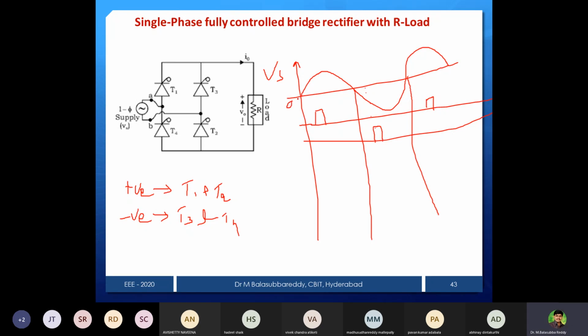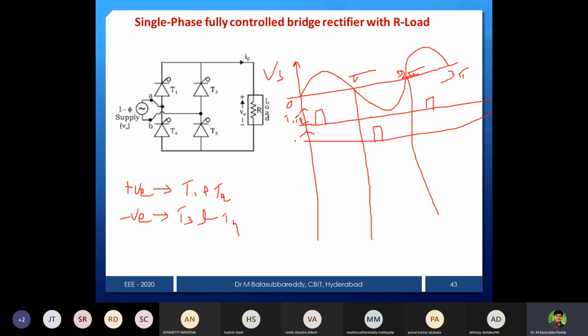So now 0, alpha, this is pi, then 2 pi. This is the supply I am writing: 2 pi, 3 pi, and so on. In a two pulse converter, I must give 2 firing pulses. One is for T1 and T2, both the same pulse. Why T1, T2? Because these two are forward biased during the positive half cycle. Both have to be turned on at the same time and turned off at the same time. That's why I have to give the pulse to T1 and T2.